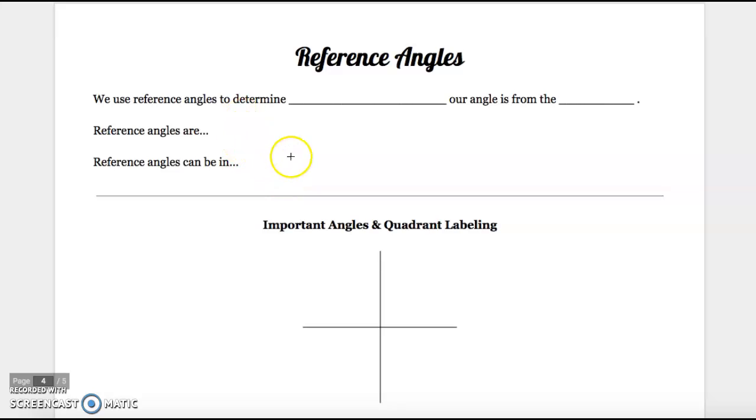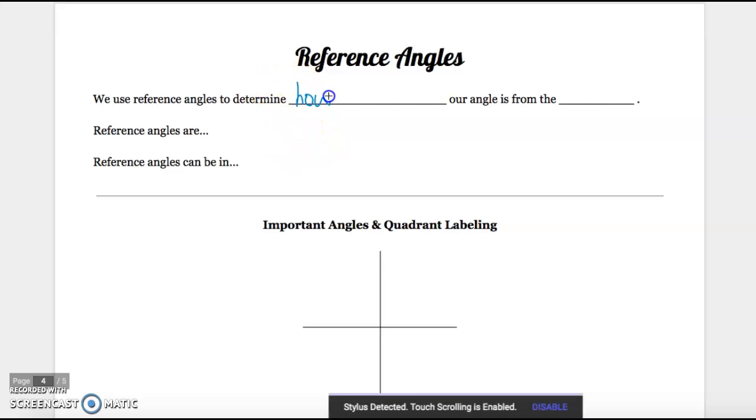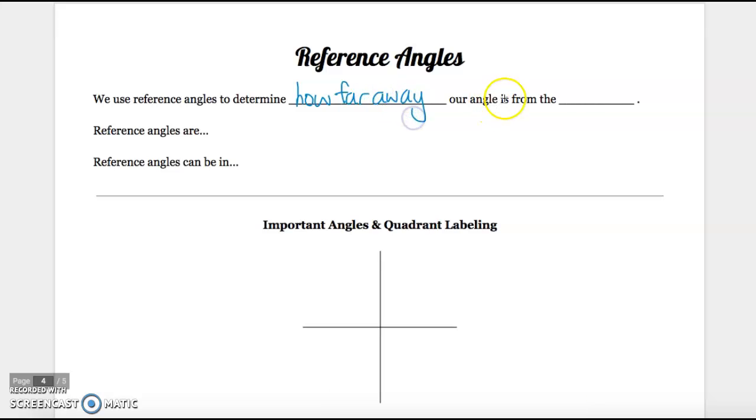Today we're going to go over reference angles and not only what they are, but how we find them. So first and foremost, reference angles are used to determine how far away our angle is from the x-axis.